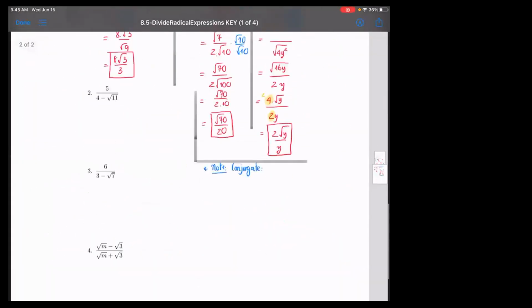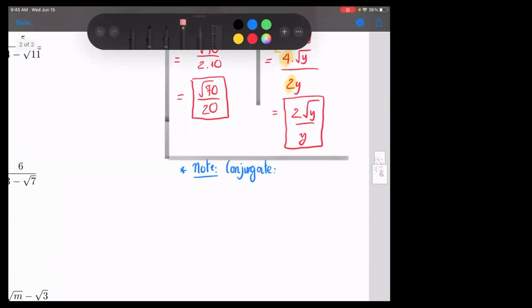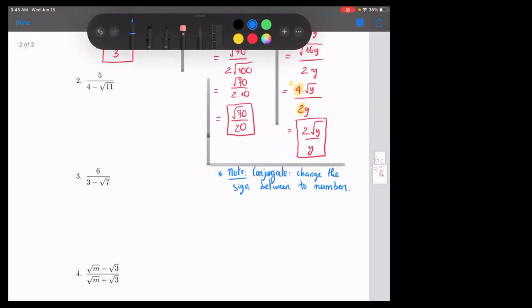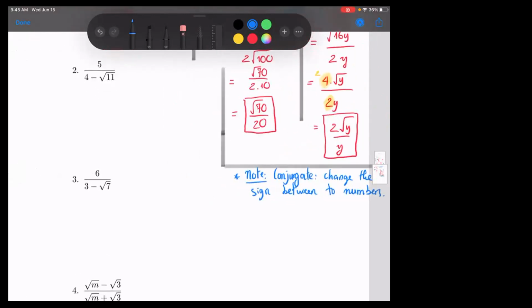So note, let me remind you of the conjugate again. Conjugate is, we change the sign between two numbers. When I say numbers, it can be numbers or it can be letters, right? It can be x and y or root 10, root 5.